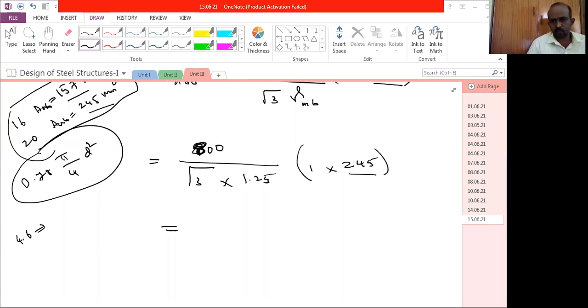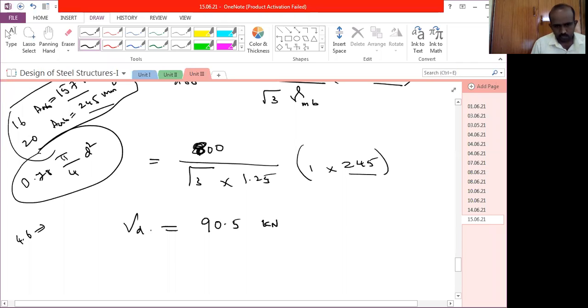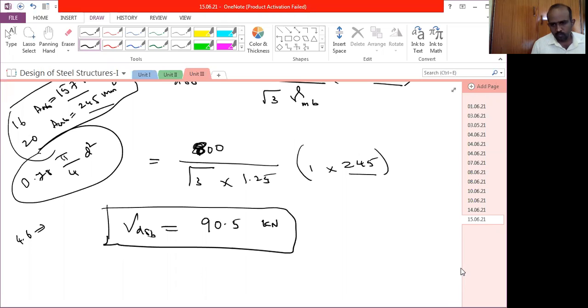So the time is going on. I think we are not able to complete this problem. So if you answer quickly, then we will try to complete this problem in this class. 90.5, very good. 90.5 kilonewton. Okay. So I put a Vdsp in a box. Next one we have to calculate.